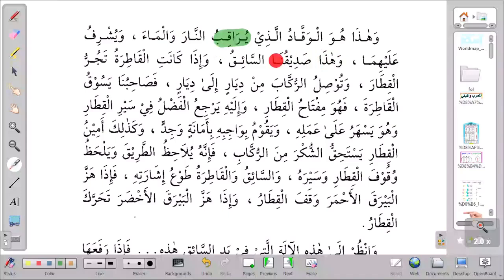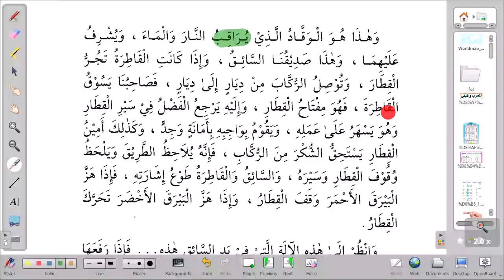Wa hadha sadiquna al-sa'iq, and this is our friend the driver. Wa iza kanat al-qatiratu tajurru al-qitar, and if the locomotion should be moving the train, wa tusilu al-rukab, and it also usually means to make something arrive at another place, meaning it moves the passengers to their location, min diyarin ila diyarin, from diyar, meaning dar, abode, from one abode to another abode. Fasahibuna yasuqu al-qatira, for our friend is the one who is moving the locomotion.